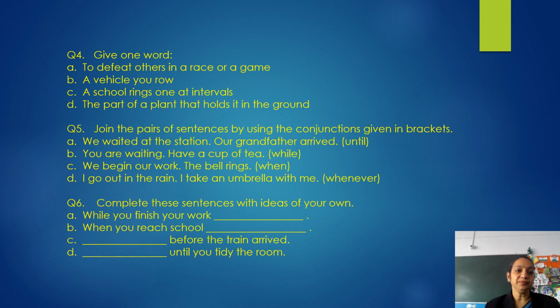Next one is a vehicle you row. A vehicle you row. One word for this. Next one is a school rings one at intervals. A school rings one at intervals. So what the school rings at intervals? Yes, that you have to give. Okay, one word. Now last clue is the part of a plant that holds it in the ground. So children, the part of a plant that holds it in the ground, you all know very well, right? Yes, so one word here you have to give in this question.